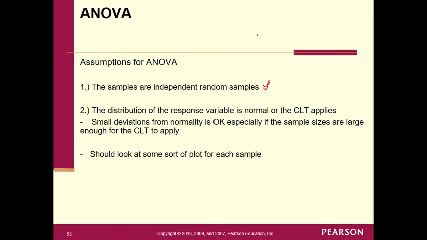Two, the distribution of the response variable is normal or the CLT applies. So small deviations from normality is okay, especially if the sample sizes are large enough, right? And what did I say was large enough? Greater than or equal to 30. So like I said, we should look at some sort of plot for each sample.